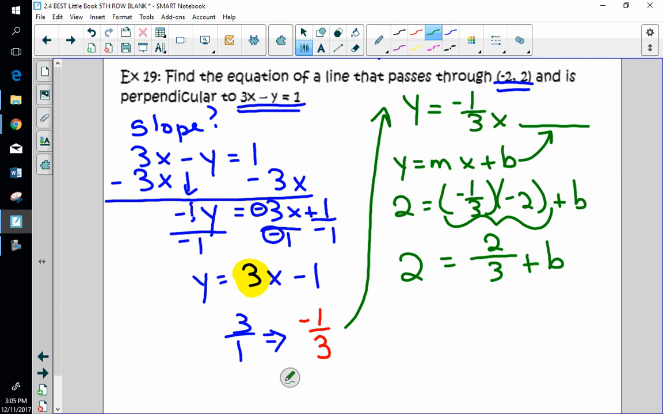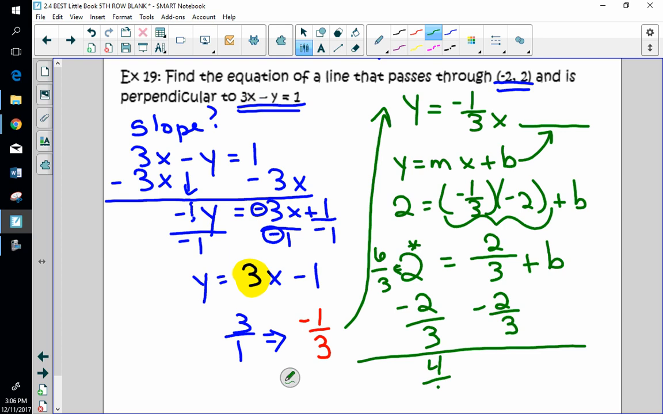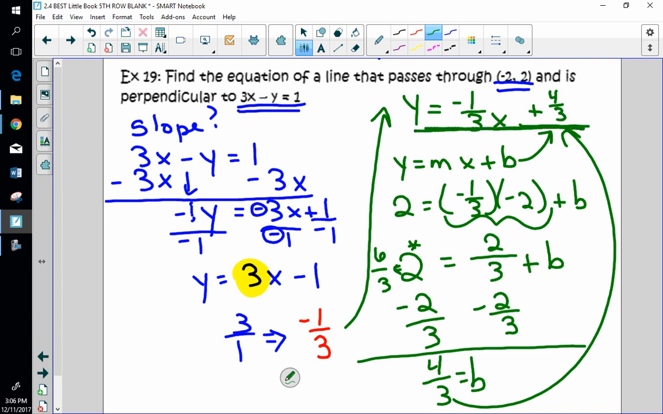The next step is you're going to subtract 2/3 from both sides because I'm solving for b. But what is 2 minus 2/3? Well, I need to make 2 into thirds. How many thirds is 2? Well, when you multiply 2 times 3, you get 6. So I'm going to have 6/3 minus 2/3, which is 4/3. And 4/3 is b. So you're going to take the 4/3 and put it up into the blank. And I'm done. My equation is y equals -1/3 x plus 4/3.